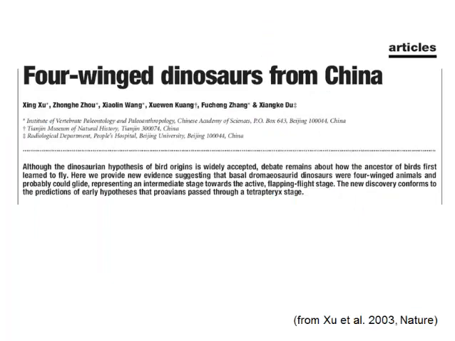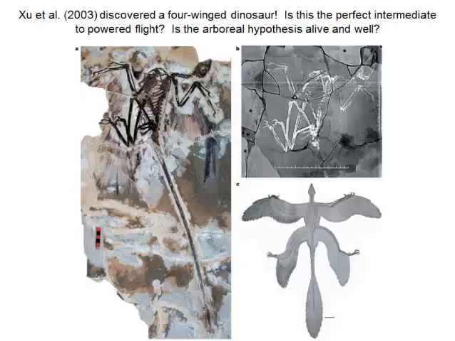Well, about the same time Ken came out with his idea, Zhang, Xu and others published this paper on four-winged dinosaurs from China, published in Nature. And it caused quite a stir because, oh my gosh, look what we have now. We have a four-winged dinosaur, the perfect intermediate to powered flight, right? So the arboreal hypothesis seemed to be alive and well. There you go. So people complaining that, gee, how do you have an arboreal hypothesis with only two wings involved? Well, there were four wings. See, we have fossil record of it now.